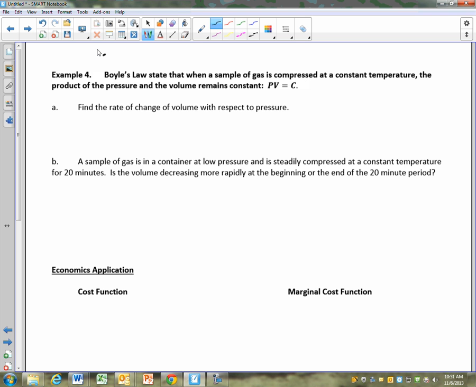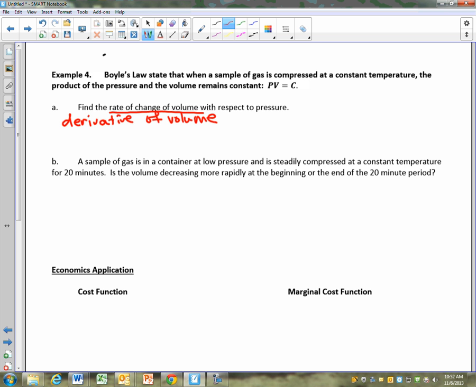So find the rate of change of volume with respect to pressure. This is a difficult thing to think about, but rate of change of volume, what does that mean? Rate of change is another word for derivative. So what we want to do is find the derivative of what? Volume.